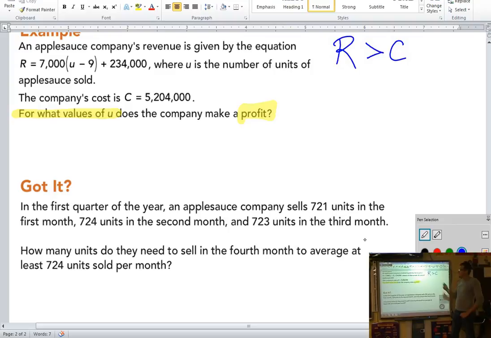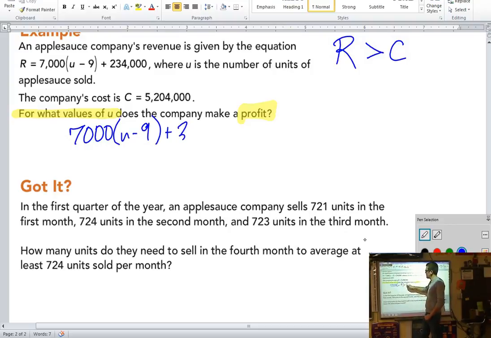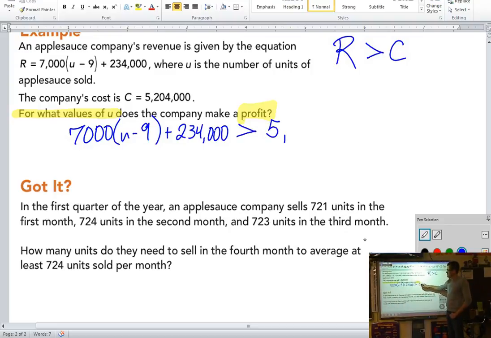So to do this, we set up our equation: 7,000 times (U minus 9) plus 234,000 has to be greater than 5,204,000. There are multiple ways to solve this. I want to show you the easiest.